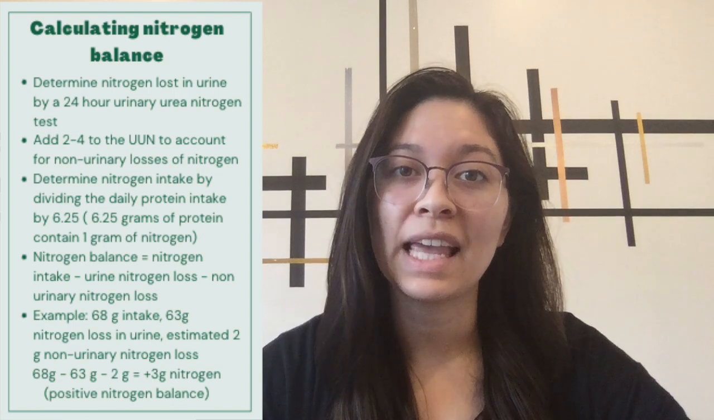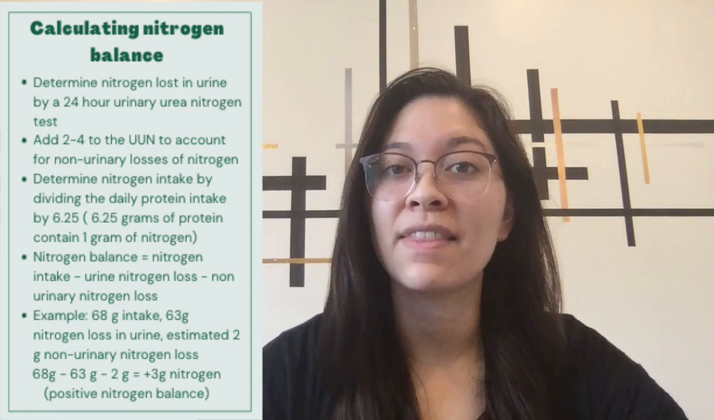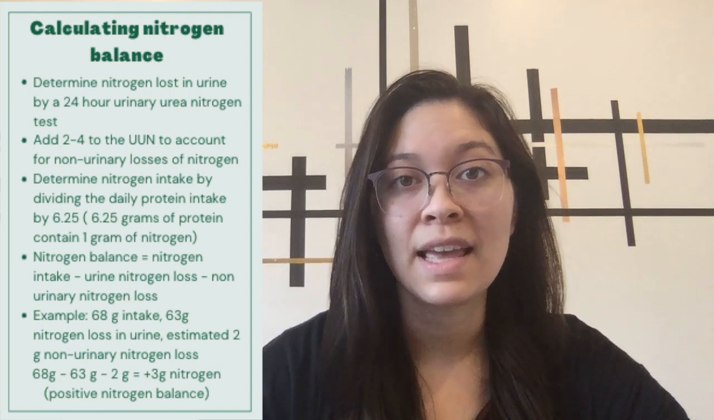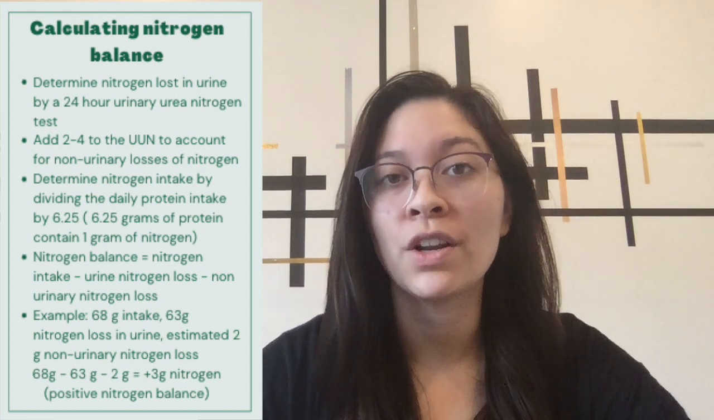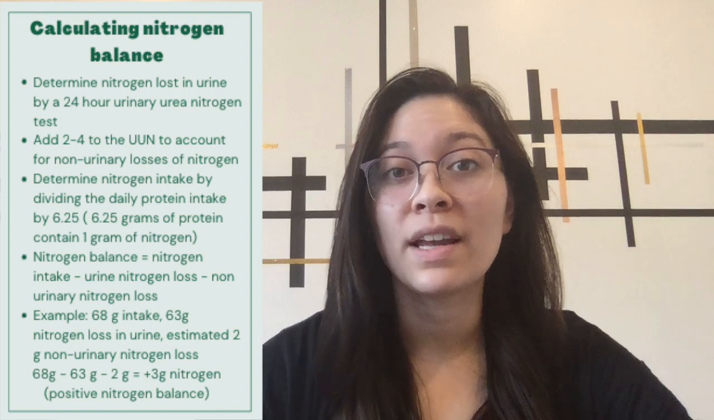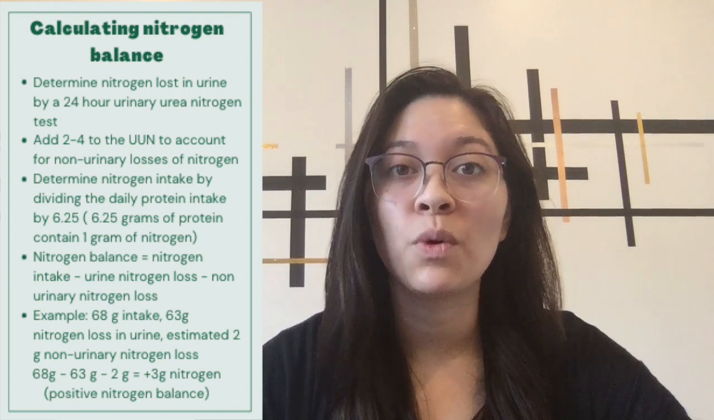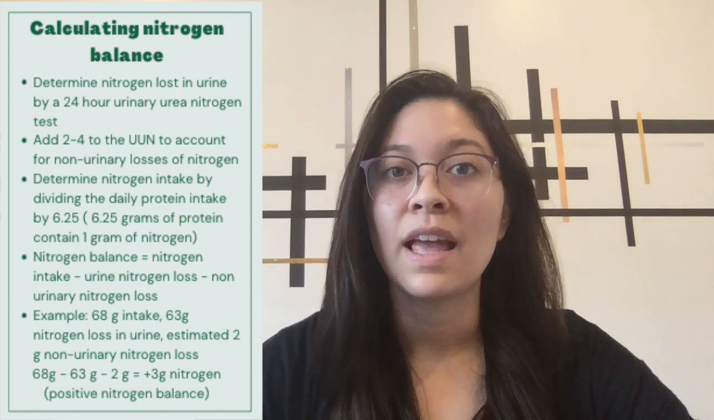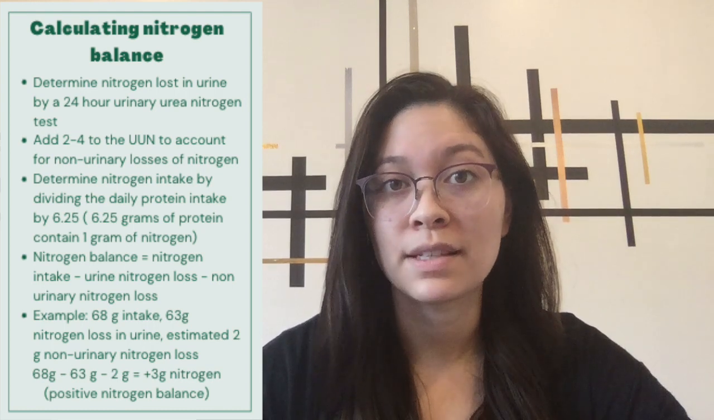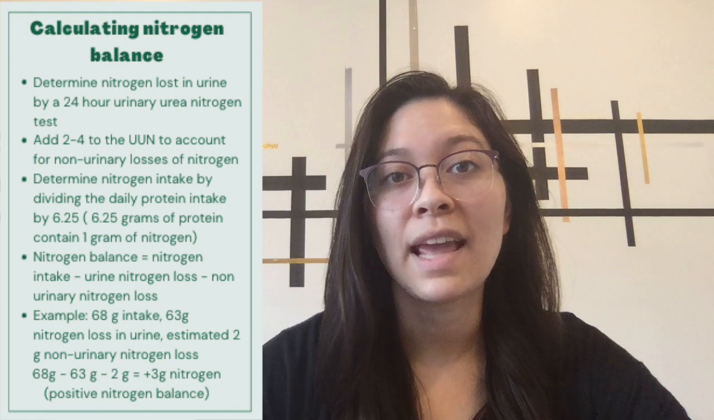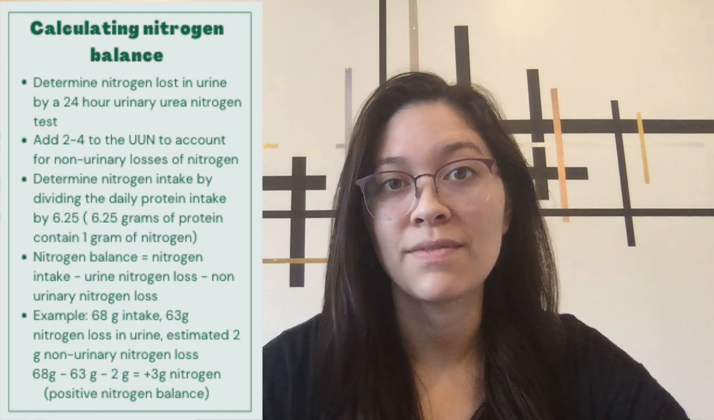And then finally, we can get the nitrogen balance by taking the nitrogen intake and subtracting the nitrogen output from urinary and non-urinary sources. If you're in nitrogen balance, the value will be 0. If you're in a positive nitrogen balance, then you'll see a positive value, versus if you're in a negative nitrogen balance, you'll see a negative value.